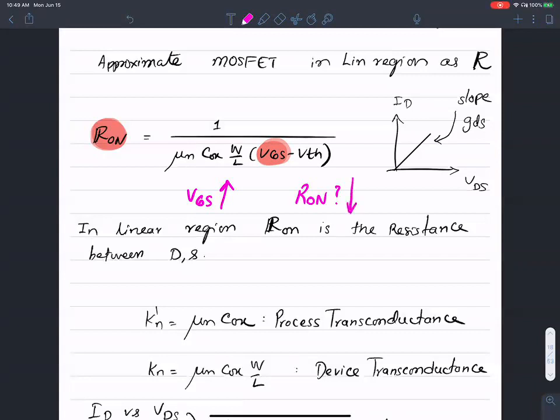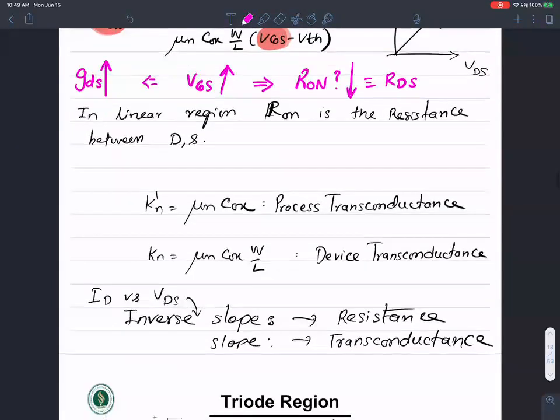Decreases, R-on decreases. R-on is the same as RDS, right? And what happens to GDS, which is the inverse of RDS? So when RDS decreases, GDS increases. When VGS increases, R-on decreases, or GDS increases.